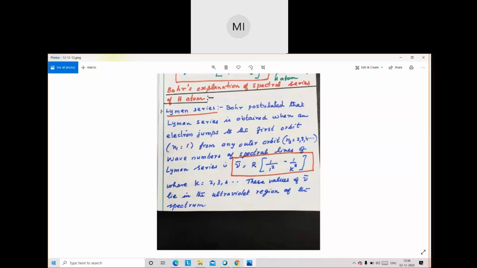Okay, 2 square. Okay, 2 square minus 1 by k square. K, what will be k, Ismail? What will be k? Other than 2. Which is other than 2? 3, 4, 5. Yes, 3, 4, 5, etc. Okay. Lyman, Balmer. Balmer lies in which region? Anyone? Adityan, waiting. Okay, I'll do this.